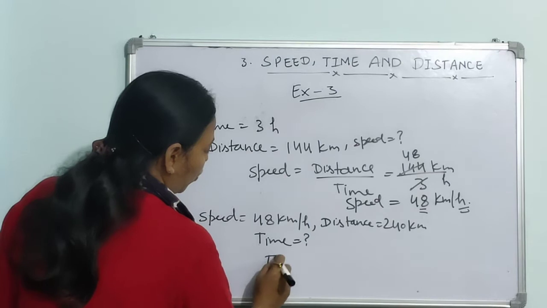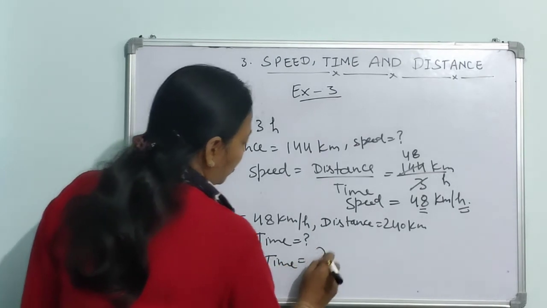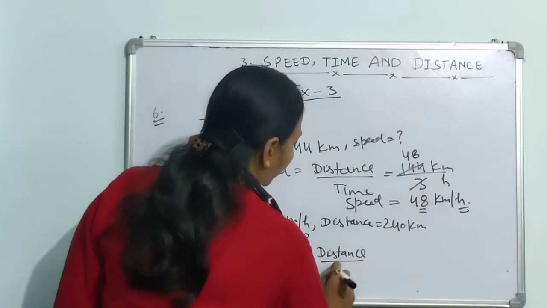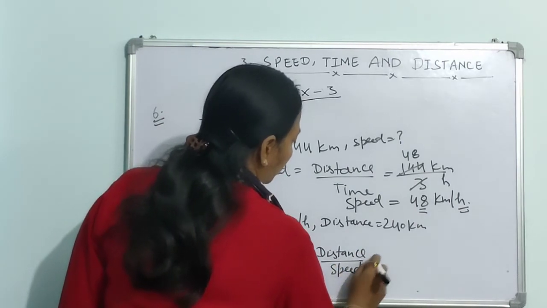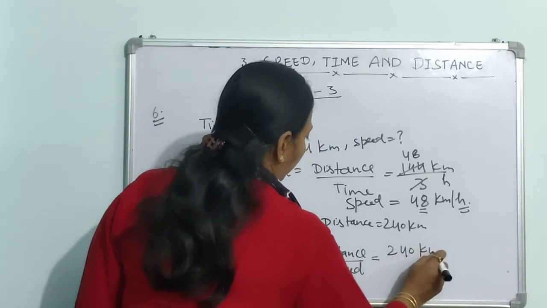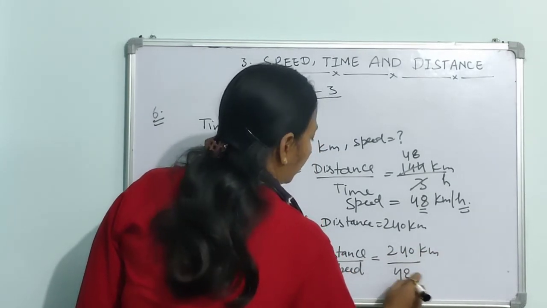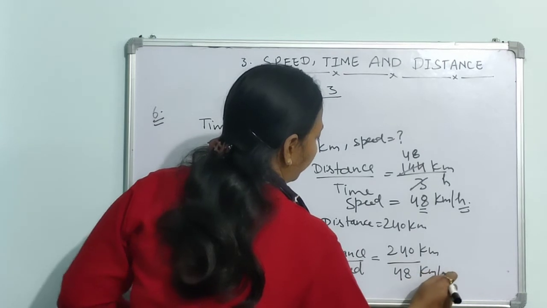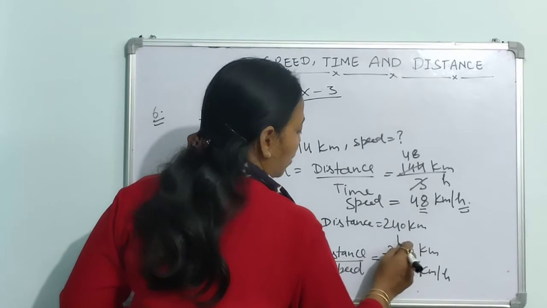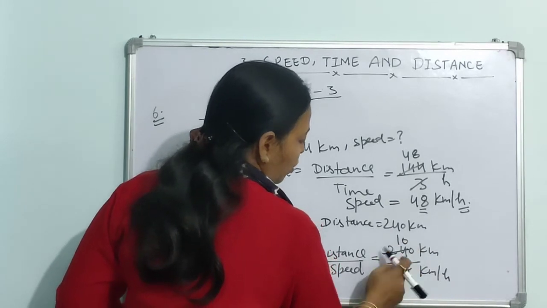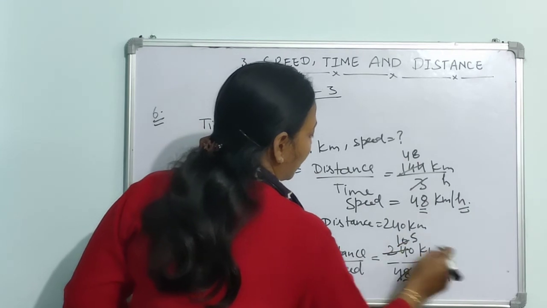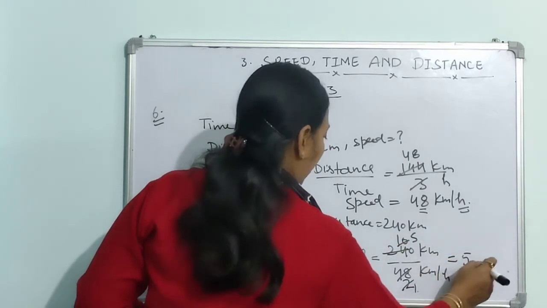So what is the formula for time? Time is equal to distance upon speed. Distance divided by speed. So what is the value of distance? 240 kilometer. Speed is 48 kilometer per hour. Now with 24 both are divisible. 24 ones are 24, means 10 here you will get, and 24 twos are 48, and 2 fives are 10. So the answer is 5 hours.